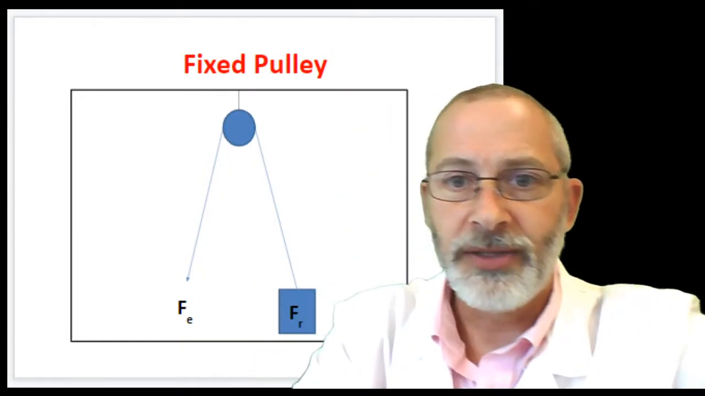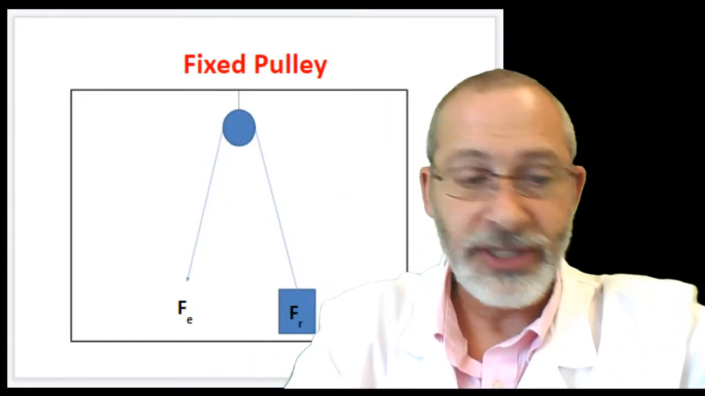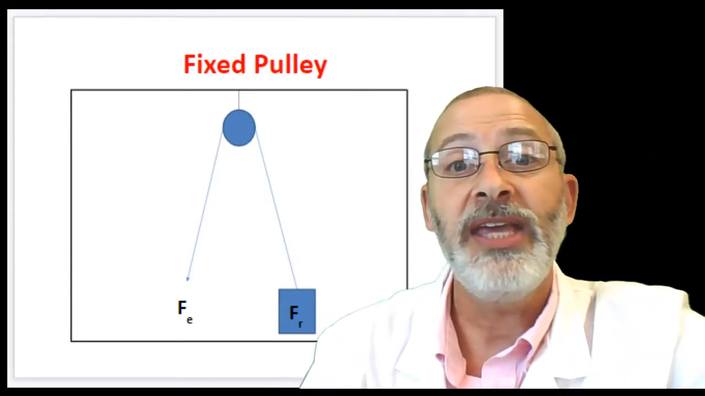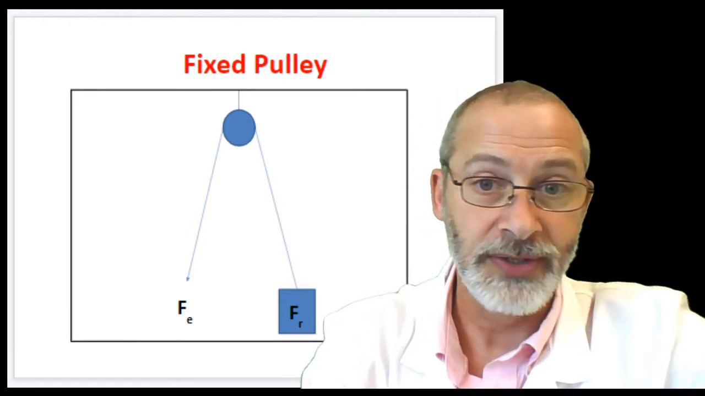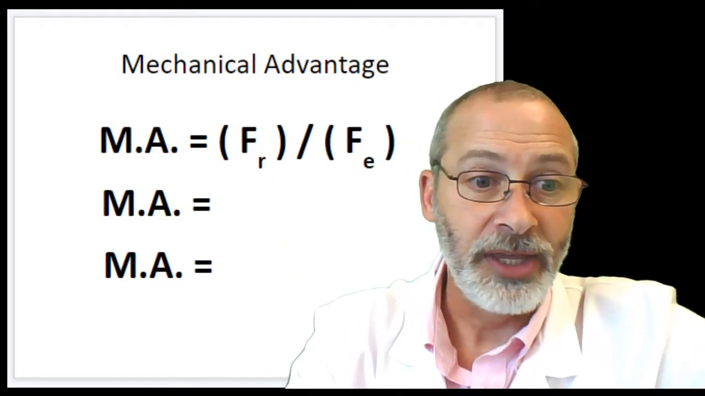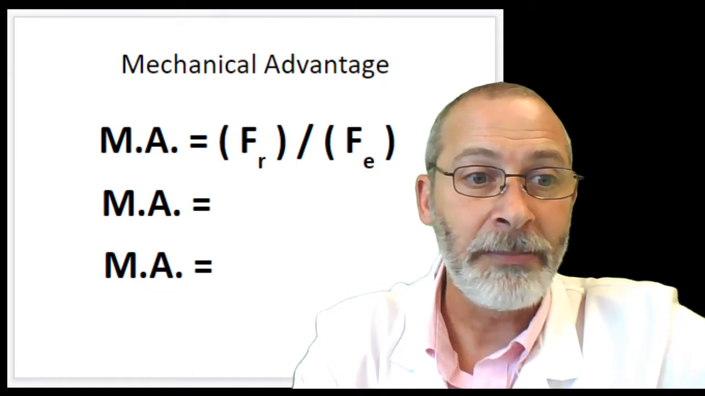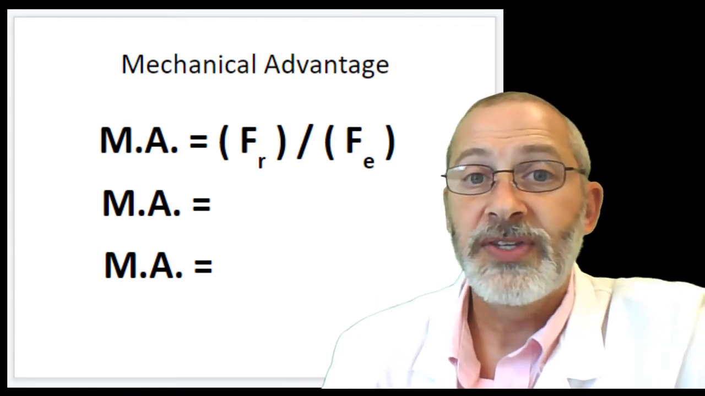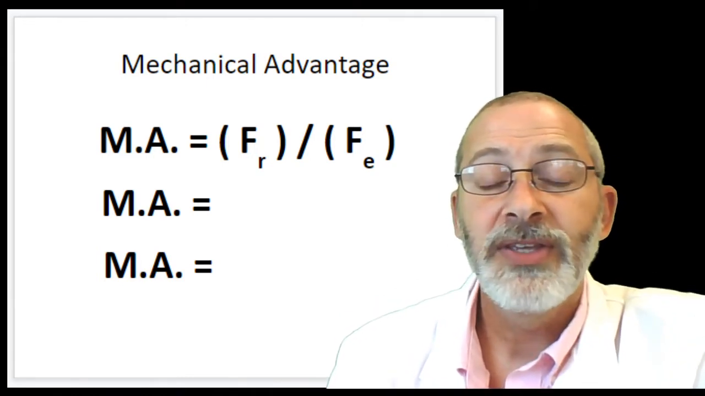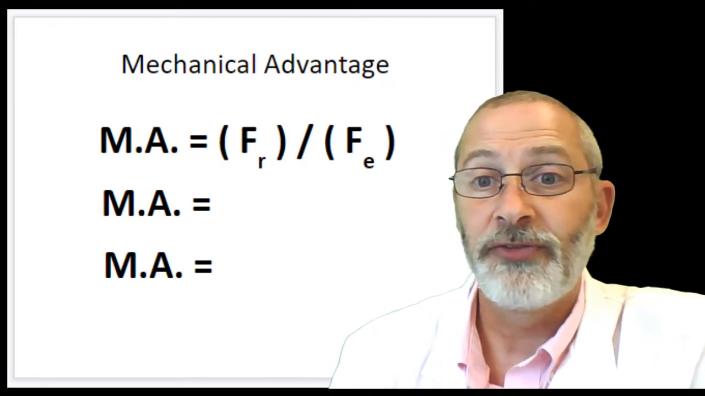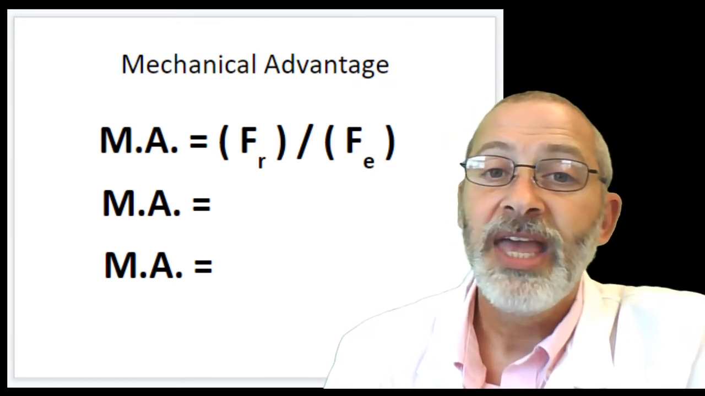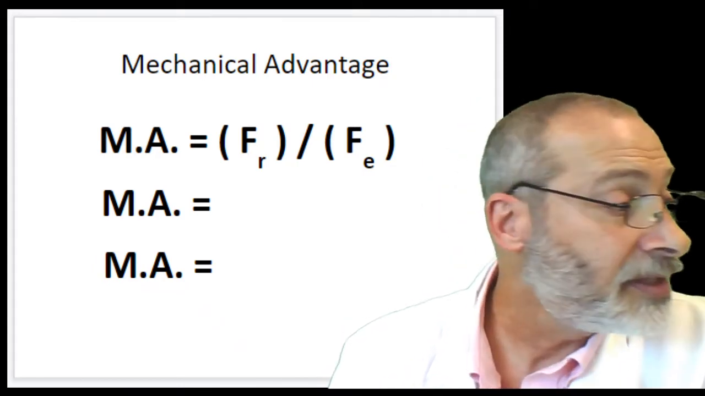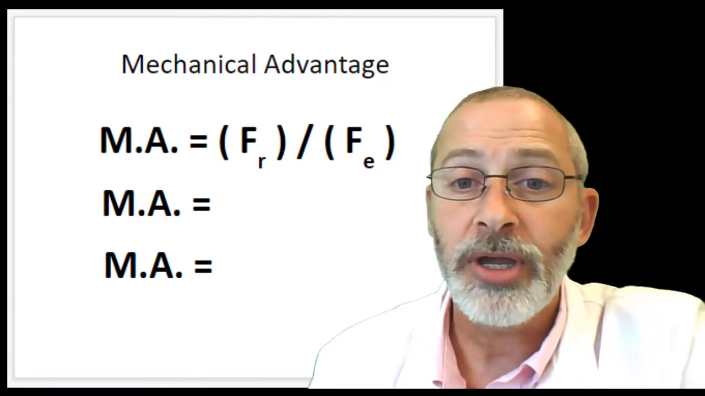So we have constructed the fixed pulley, and you wrote down that the resistance force is 5 newtons and the effort force is 5 newtons. Now, I'd like you to remember the equation for calculating mechanical advantage. Remember, it's F sub R divided by F sub E, or the resistance force divided by the effort force. And when you calculate the mechanical advantage, you're going to write that in your book.